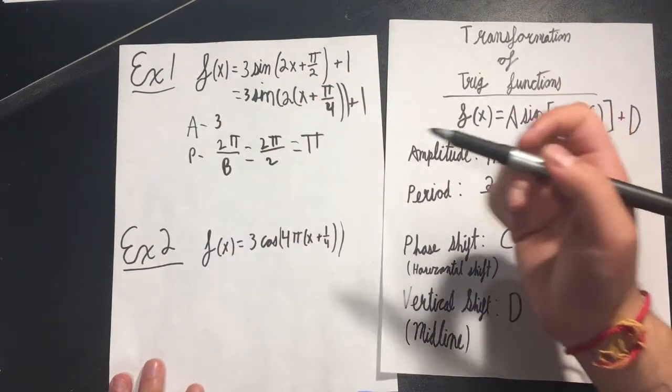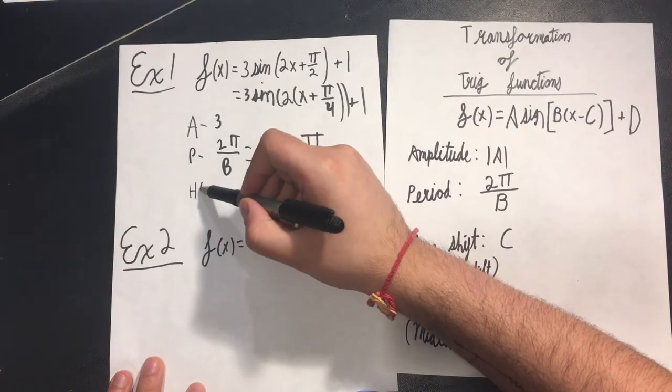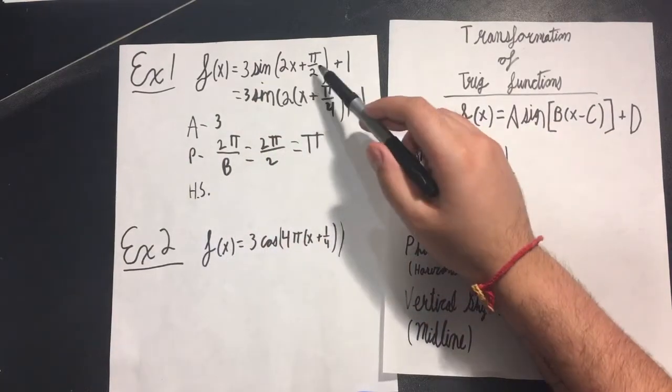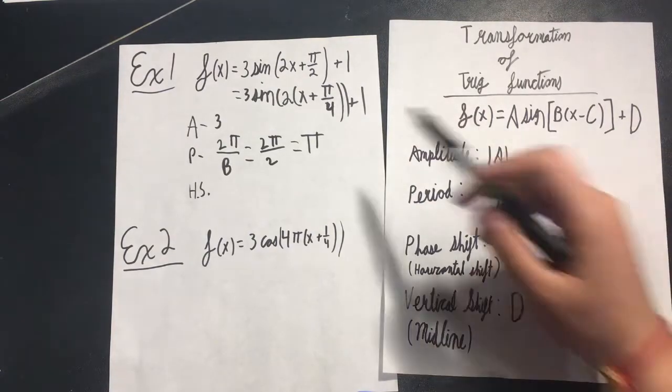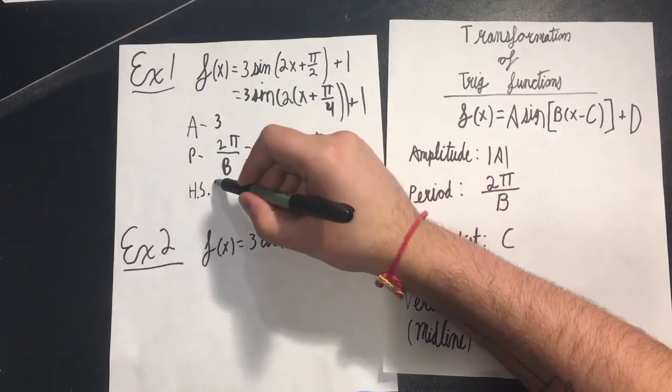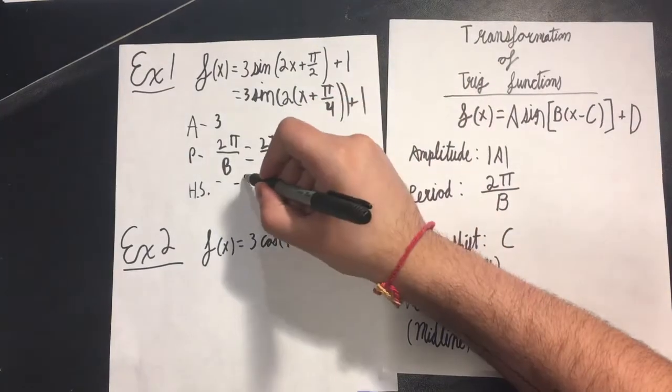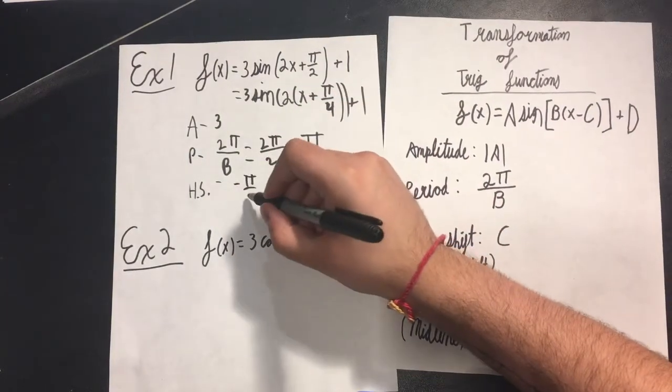And now for the horizontal shift, that is just this component right here. So remember, the sign gets inverted, so my horizontal shift is negative pi over 4.